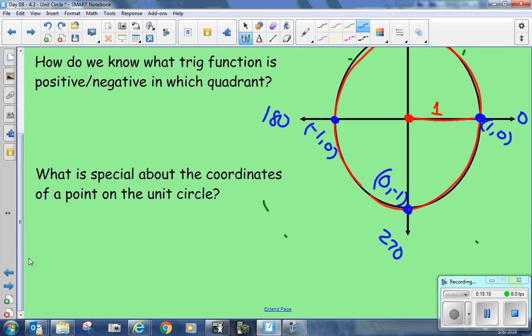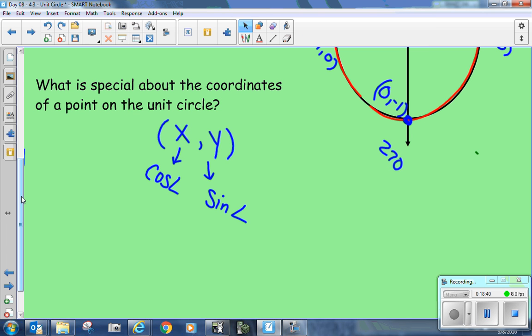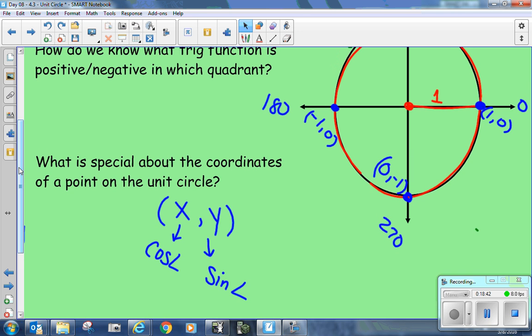Now, what is so special about those? You ready for this? Whatever my coordinate is, the x value is always equal to the cosine of that angle, and the y value is always equal to the sine of that angle. Meaning, let's look at 180 degrees. If I ask you, what is the sine of 180 degrees? Look at my coordinate. This is right at 180 degrees, right? What's the sine? What's the y value here?